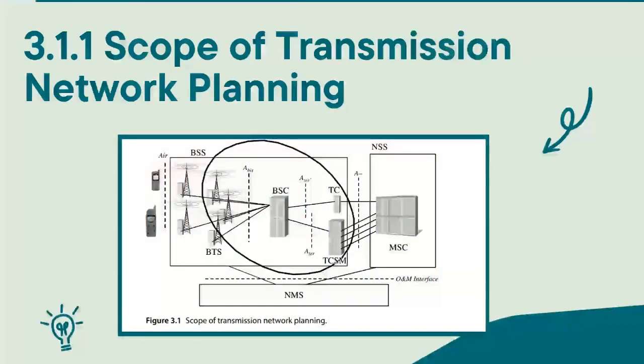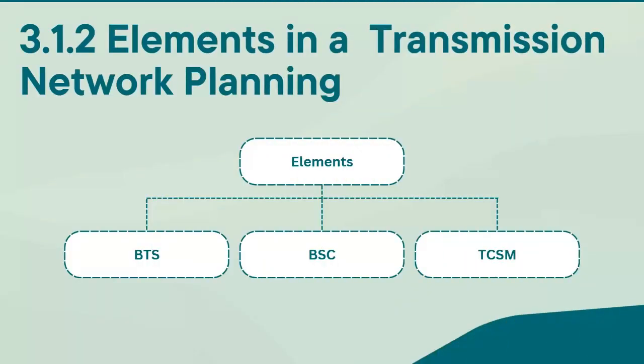So let's take a look at the second part, the elements in transmission network planning. In transmission network planning, there are three elements. The first one is the BTS, base transceiver station. The second element is the BSC, base station controller. And the last one is the TCSM, transcoders and submultiplexer. So let's take a look at the first element of transmission network planning.